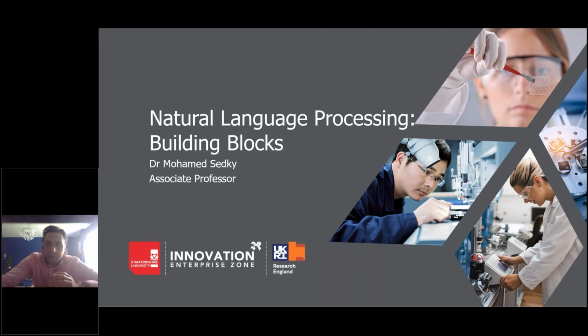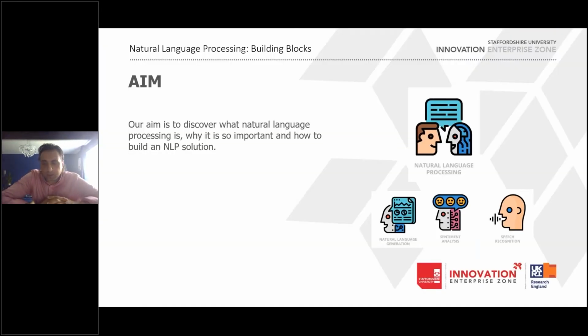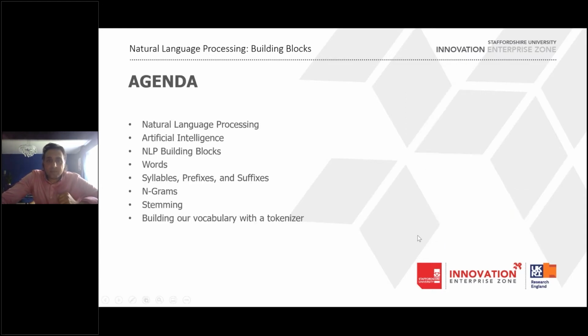Our aim today is to discover natural language processing and how it is important, including the applications of natural language processing and how to build a natural language processing solution. You might have heard about natural language processing and the relation between NLP and artificial intelligence and machine learning. So today we want to cover this relationship, and we want to see the building blocks of a natural language processing solution and how to build such a solution using different platforms.